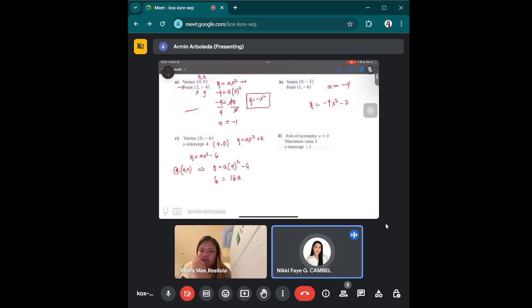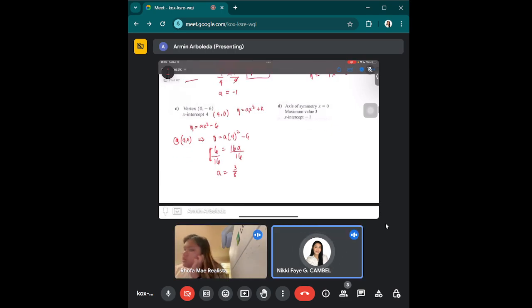Is it going to be 16? Divide both sides by 16, and it's going to give us 6 over 16, that's going to be 3/8. If you don't know how to simplify, just input it in your calculator and it's going to give you the simplified value. Your a is 3/8. Then what's our equation? Our equation is y equals 3/8 x squared minus 6. This minus 6 is our answer.